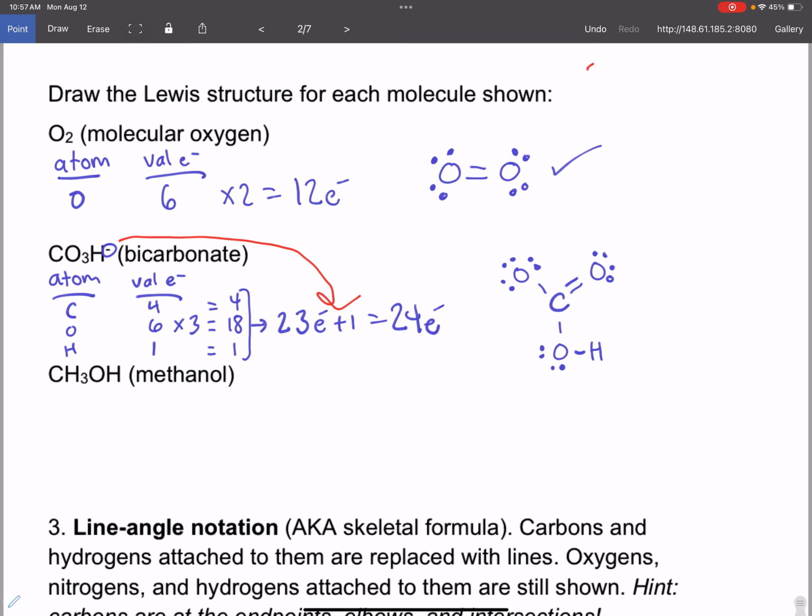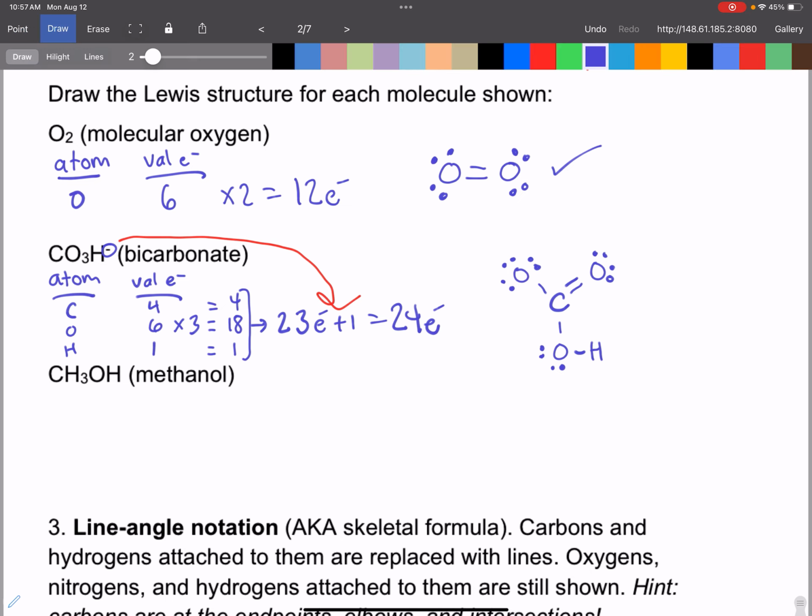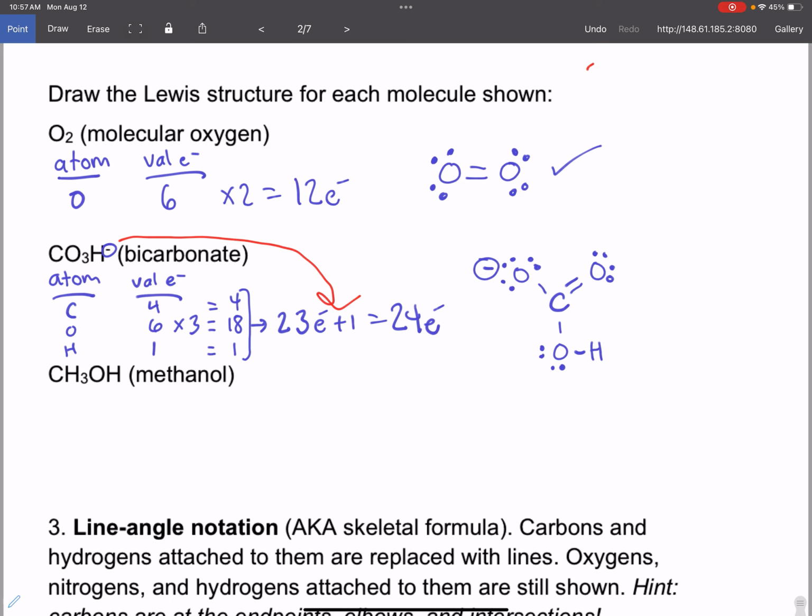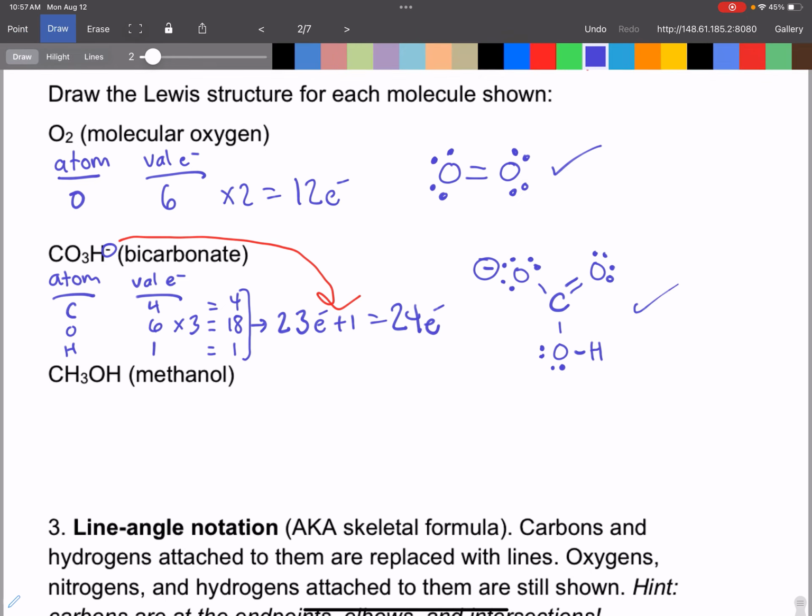This oxygen right here has a lot of electrons around it. It's only making 1 bond. When oxygen's only making 1 bond, it carries a negative charge. So that's where that negative charge comes from. Again, check yourself. If you add up the total number of valence electrons here, it's going to equal 24. And also, all atoms should have satisfied octets. If you look at the carbon and the 3 oxygens, there are 8 electrons surrounding each of those. And the hydrogen has a satisfied duet, having 2 electrons in that bond. So you go through and check, yep, this is the correct structure for bicarbonate.